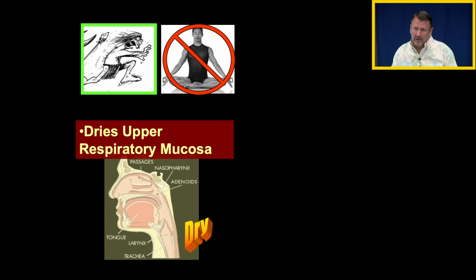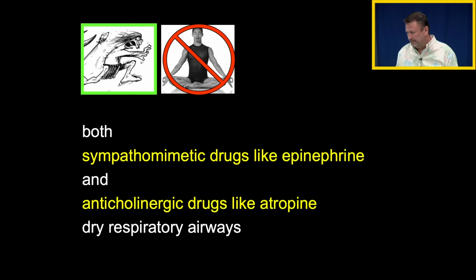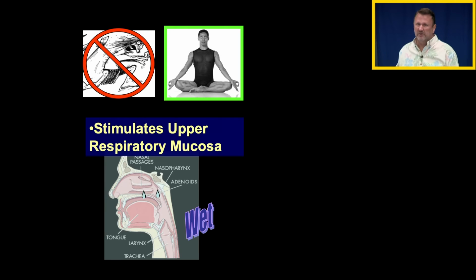Sympathomimetics, dry. Anticholinergics, dry. Sympatholytics, wet, although sympatholytics are much more affecting of the cardiovascular side, but cholinergic drugs will wet the respiratory mucosa as well. And that's why we avoid these in asthmatics.